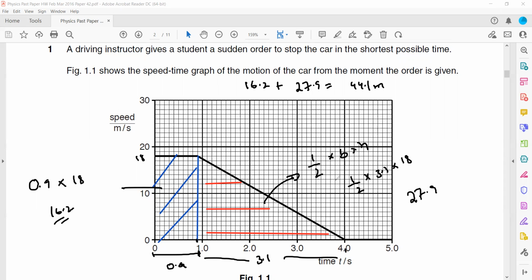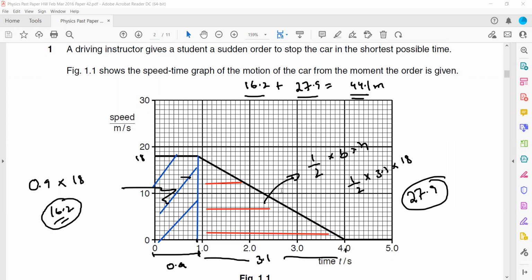Sir, what will be the final answer? The final answer, we will add them, because this is 16.2 for the rectangle and 27.9 is for the triangle. So we add them, 16.2 plus 27.9. So the final answer is 44.1 meters. That is the distance travelled by this car.